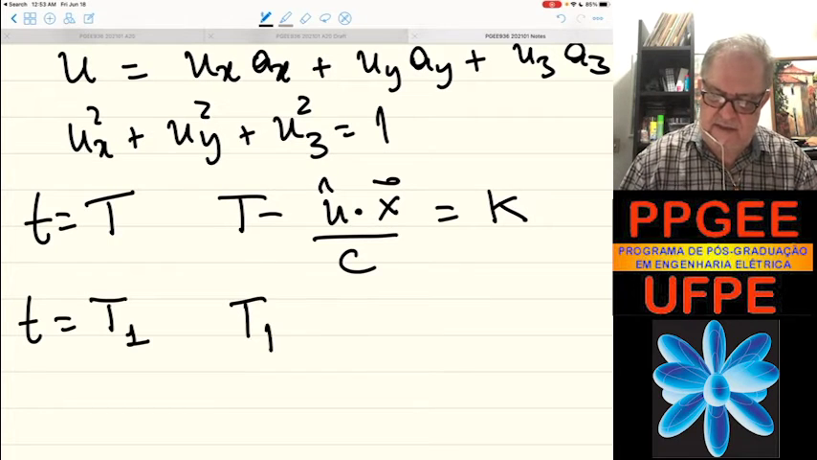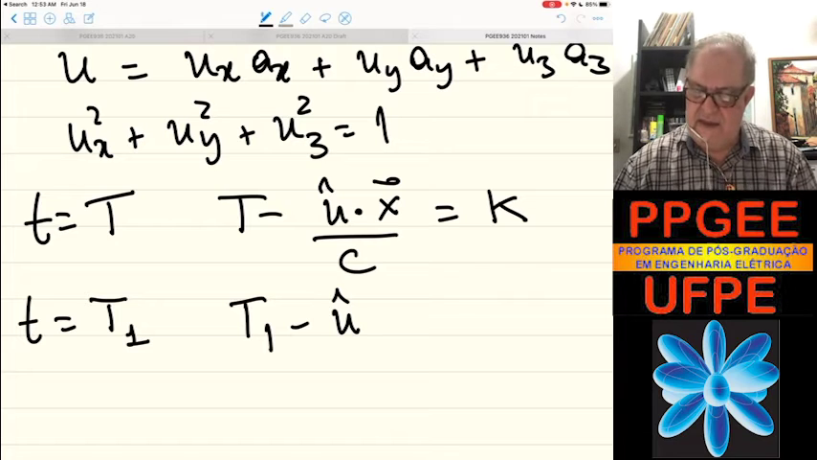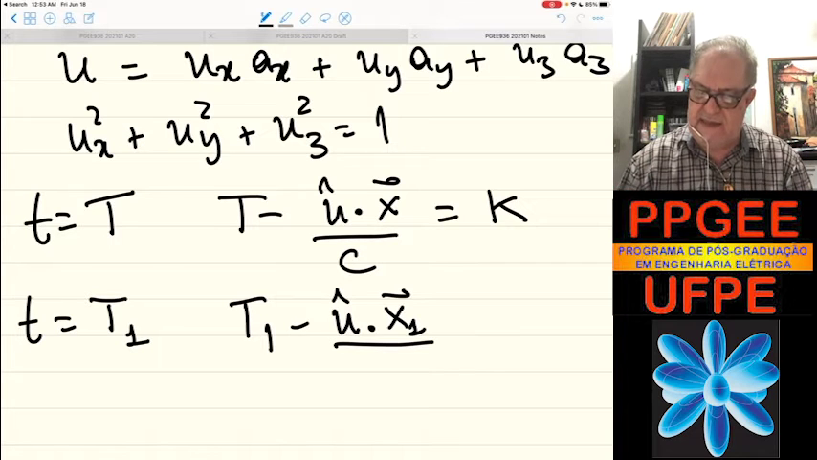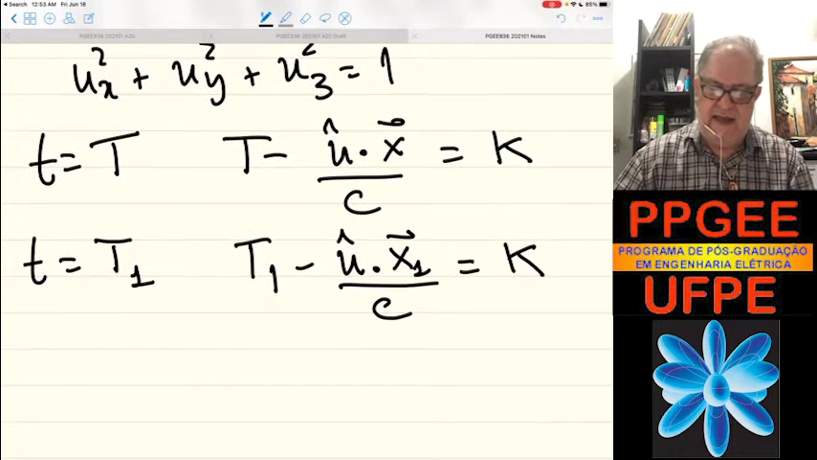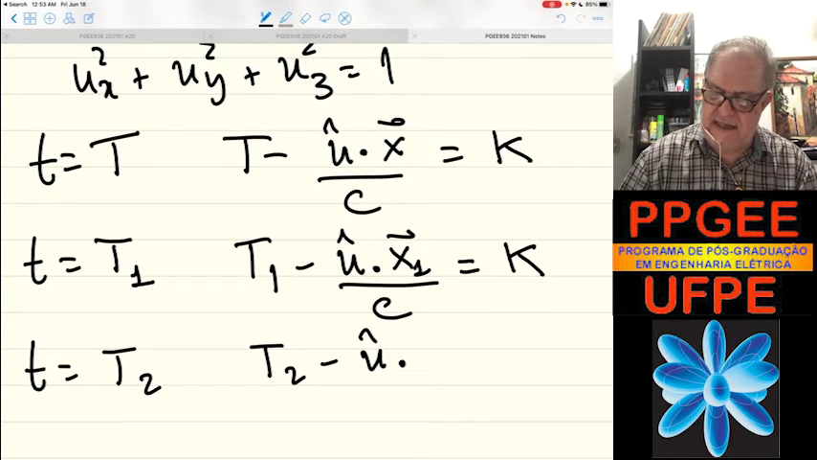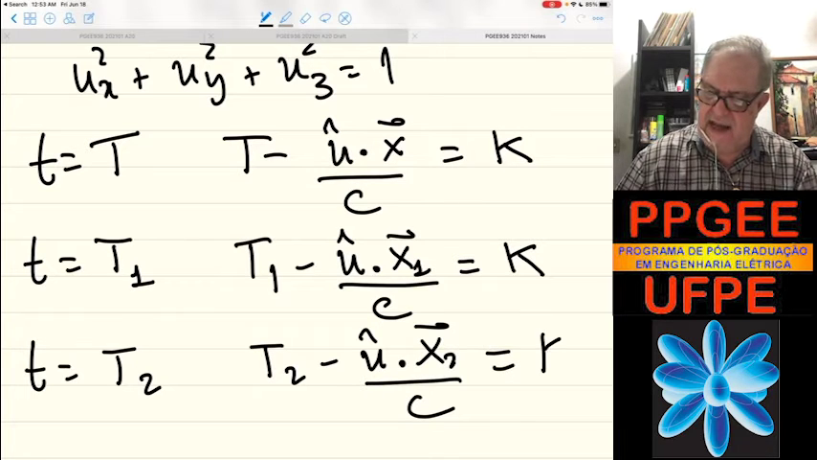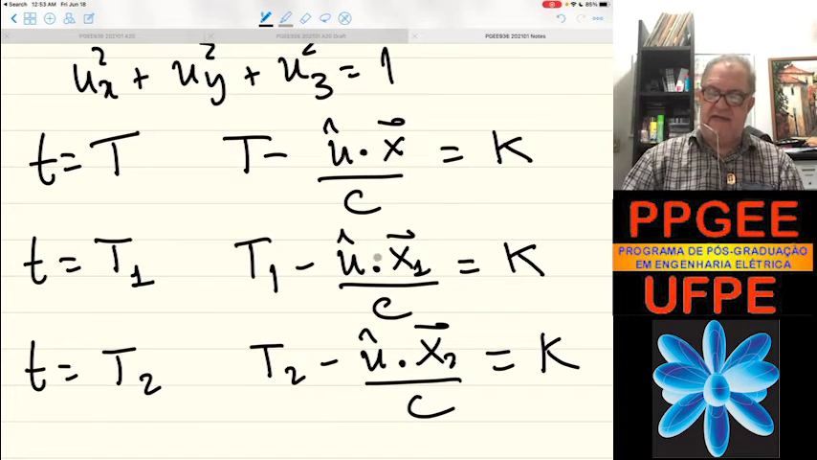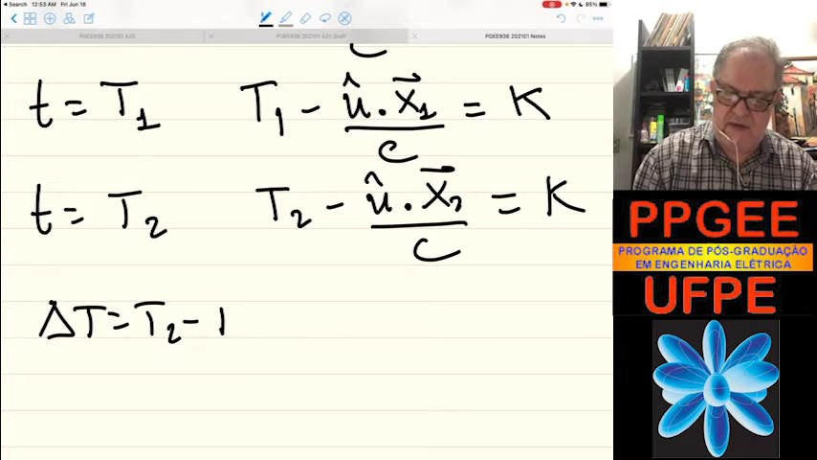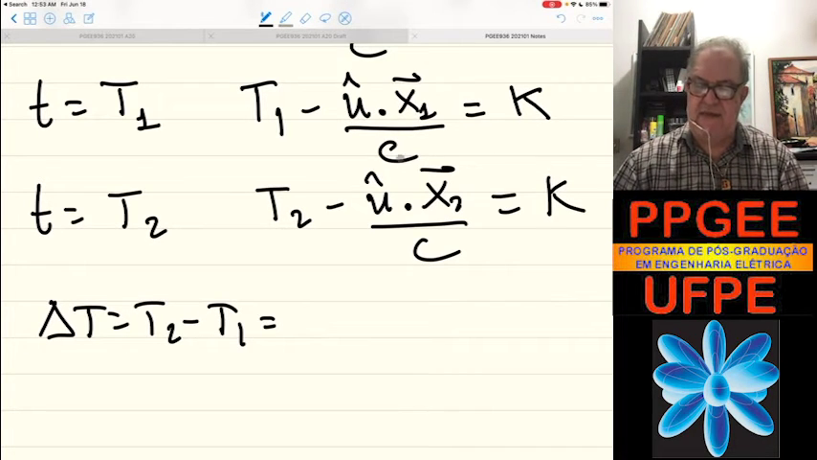So I'm going to t1. So this is lots of points x1, which I have to determine where it is, divided by c, equals the same constant value. At time t2, I'm going to t2 minus u dot x2 over c, the same value k, right? So that's the first surface at time t1. That's the surface at time t2. The surfaces give the same amplitude. So let's calculate the time change, delta t equals t2 minus t1. So if you calculate that, what happens?